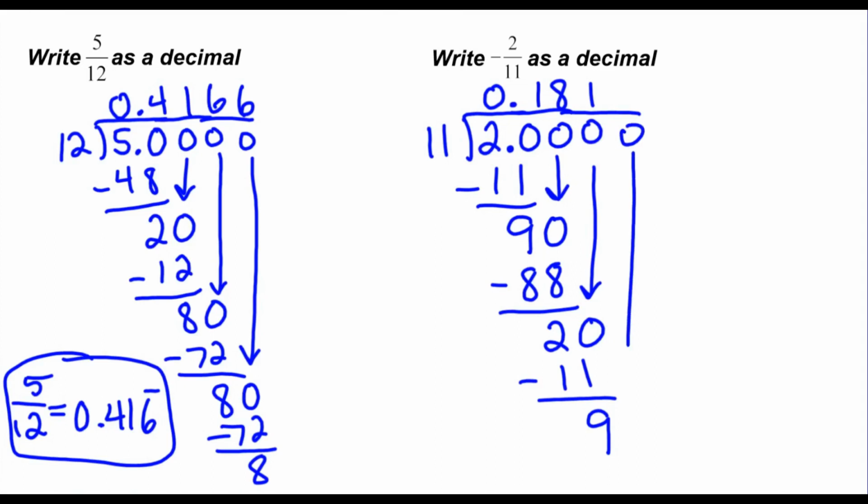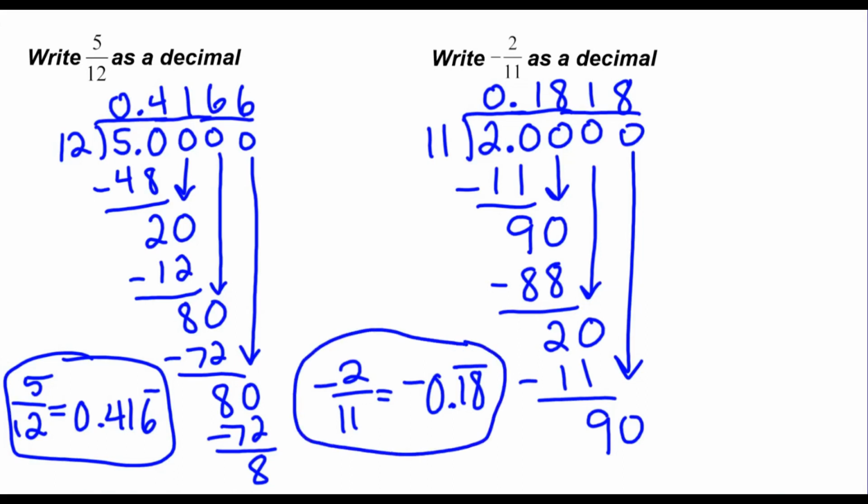So again, if we continued this process, we're going to get another 8 here, which is going to lead to another 2, which is going to lead to another remainder of 9, and so on and so forth. So this is going to repeat, but it's 2 digits that are repeating. So my fraction, negative 2/11, is going to equal negative 0.18 repeating. Both of those digits repeat, so I make sure to put the bar over both the 1 and the 8. So that's what it looks like when you do it longhand.